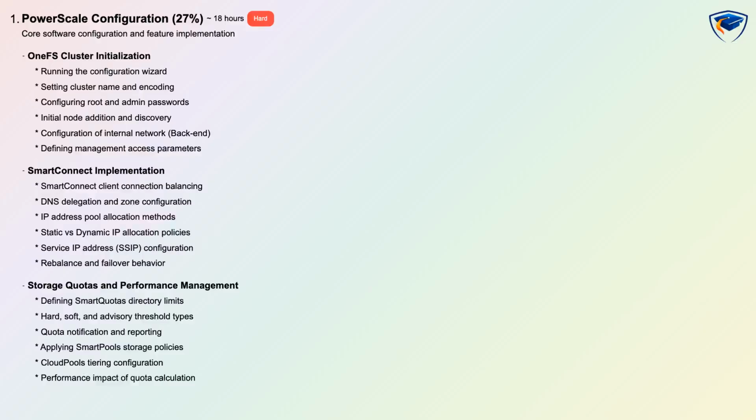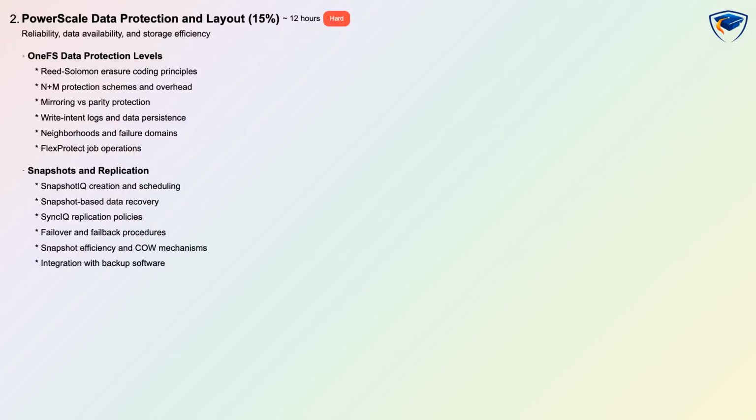In the PowerScale data protection and layout domain, you'll study data protection levels, including Reed-Solomon erasure coding principles and N+M protection schemes and overhead. You'll also learn about snapshots and replication, including SnapshotIQ creation and scheduling, and SyncIQ replication policies. Other important topics include mirroring versus parity protection, write intent logs and data persistence, and FlexProtect job operations.